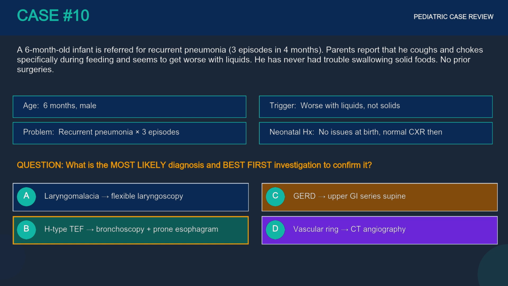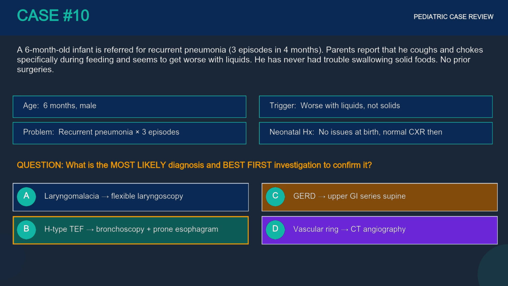Case 10. A 6-month-old infant is referred for recurrent pneumonia with 3 episodes in 4 months. Parents report that he coughs and chokes specifically during feeding and gets worse with liquids. He has no trouble swallowing solid foods. He had no issues at birth and his neonatal chest X-ray was normal. He has never had any prior surgeries. The question is, what is the most likely diagnosis and the best first investigation to confirm it?